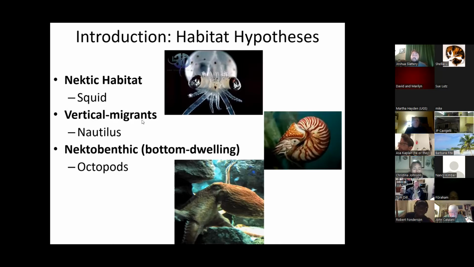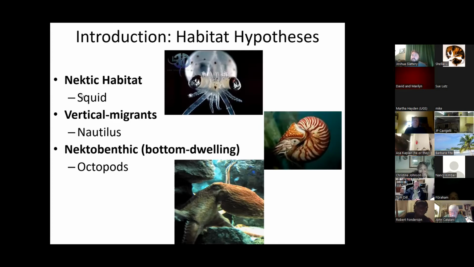So today there are nektic cephalopods, vertical migrants, and nektobenthic. Nektic refers to cephalopods that live up in the water column. Nektobenthic refers to those that live close to the sea bottom. They don't live actually on the sea bottom, they live close to it. And the vertical migrants probably migrate up and down through the water column.